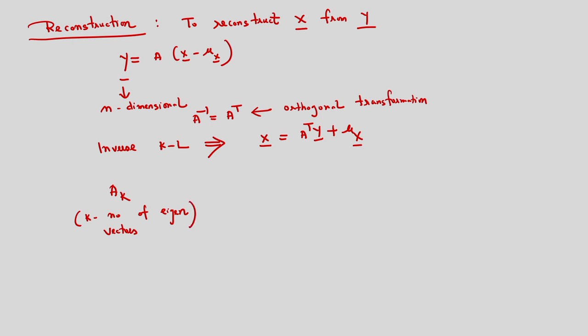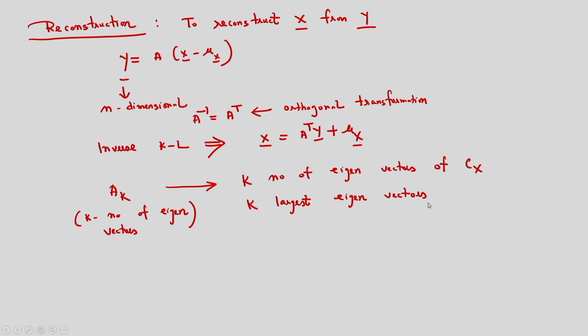In the case of A, we have been considering all the eigenvectors, but now we are considering k number of eigenvectors. So Ak, the transformation matrix, consists of k eigenvectors of the covariance matrix Cx. But we are considering the k largest eigenvectors.